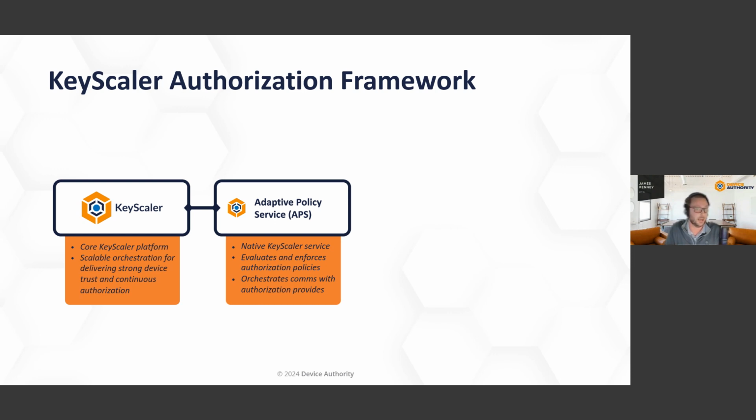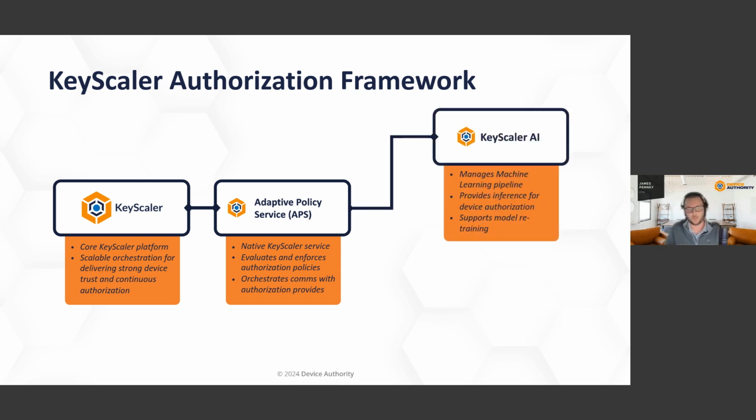But this extends that framework to allow us to call on additional services for the purposes of authorization and continued validation, to establish a greater level of trust with those devices. So what it does, through the adaptive policy service and what you've defined in the policies within it, is reach out to KeyScaler AI as an out-of-the-box integration.